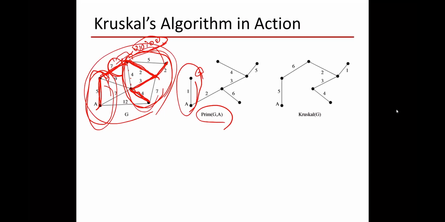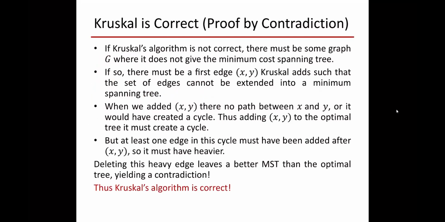There's no two graphs. But in Kruskal's algorithm, you may concatenate two different trees into one. That process is called union. With that union process, you can implement the MST in a much faster way. So Kruskal's algorithm is correct by contradiction.